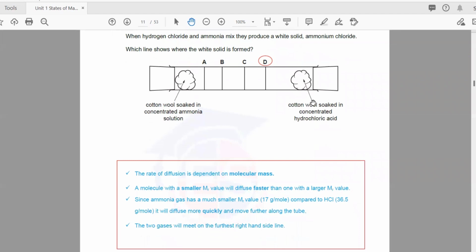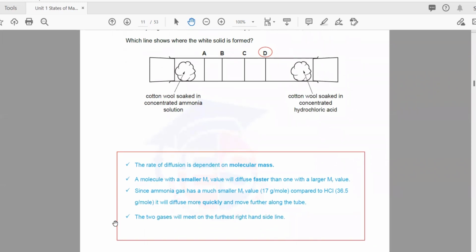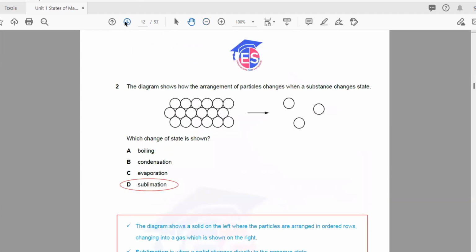Now, this is the explanation for why this is the answer. The rate of diffusion depends on molecular mass. A molecule with a smaller molecular mass will diffuse faster than a heavier one. Since ammonia is only 17 and hydrogen chloride is 36.5, ammonia will move faster and the answer is D. So every question has an answer with detail. For example, if you go to the next page, you can find this one.